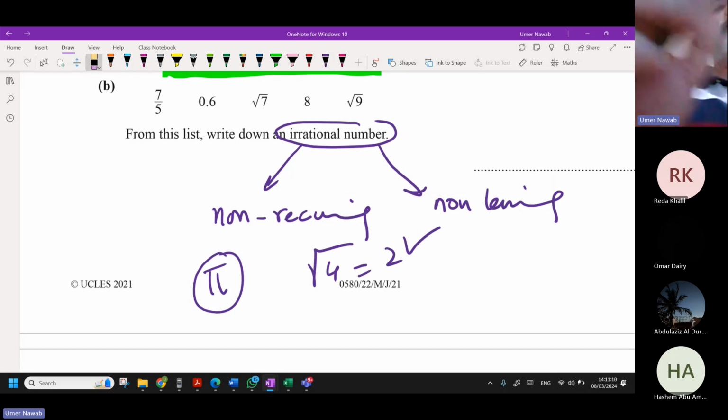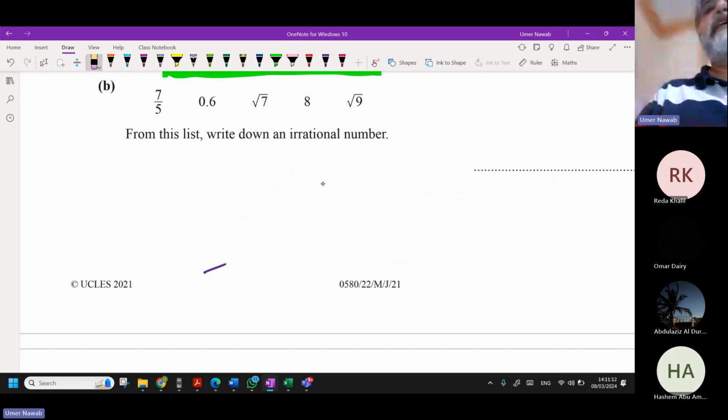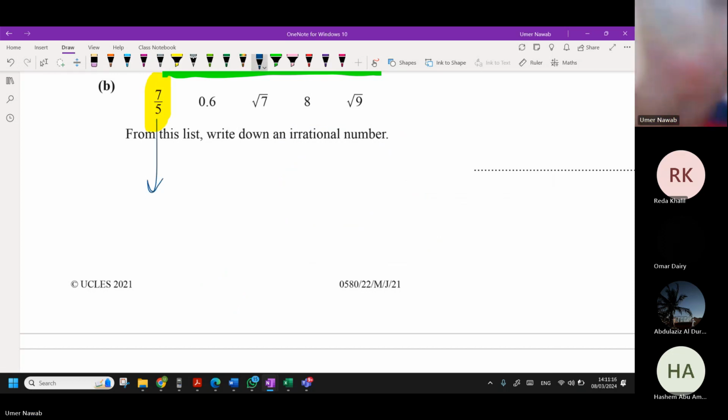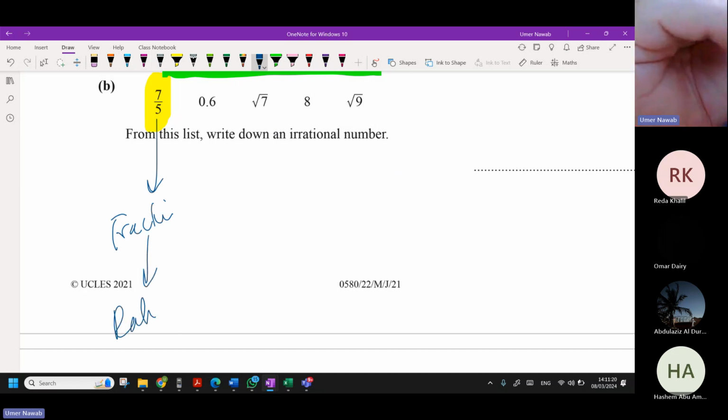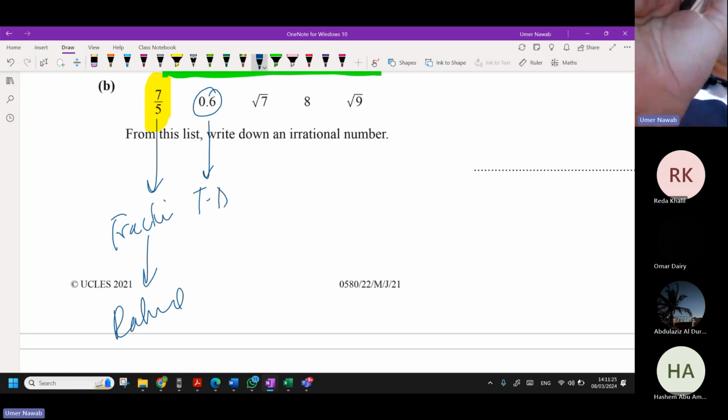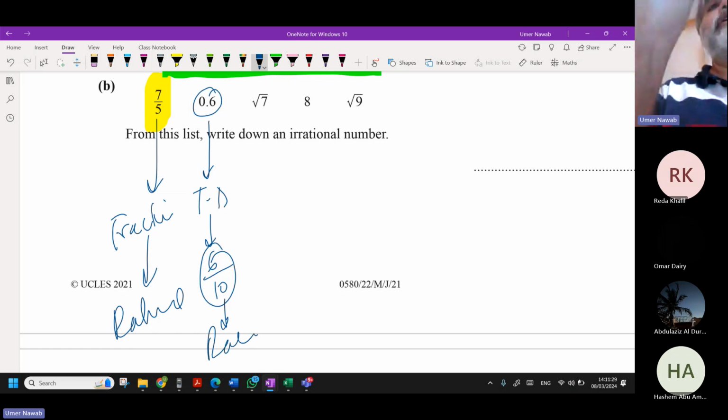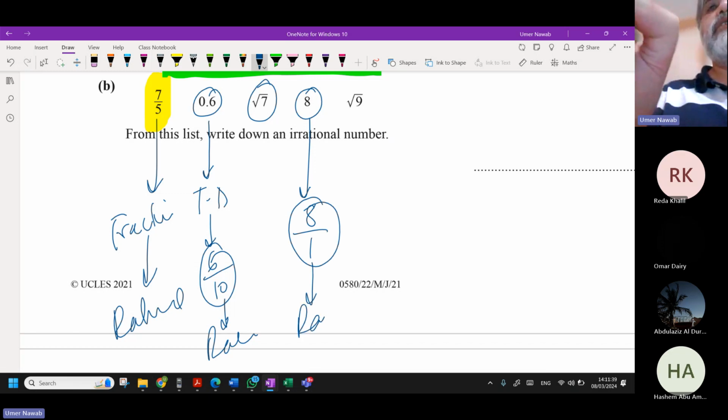So Mr. Omar, first of all, 7 over 5 is a fraction. A fraction is a rational number. 0.6, Mr. Omar, is a terminating decimal. It can be written as a fraction, so it is a rational number. Square root of 7, I'll talk about it later. 8 is a whole number, and all whole numbers are rational because they can be written as a fraction. So 8 over 1 is rational.